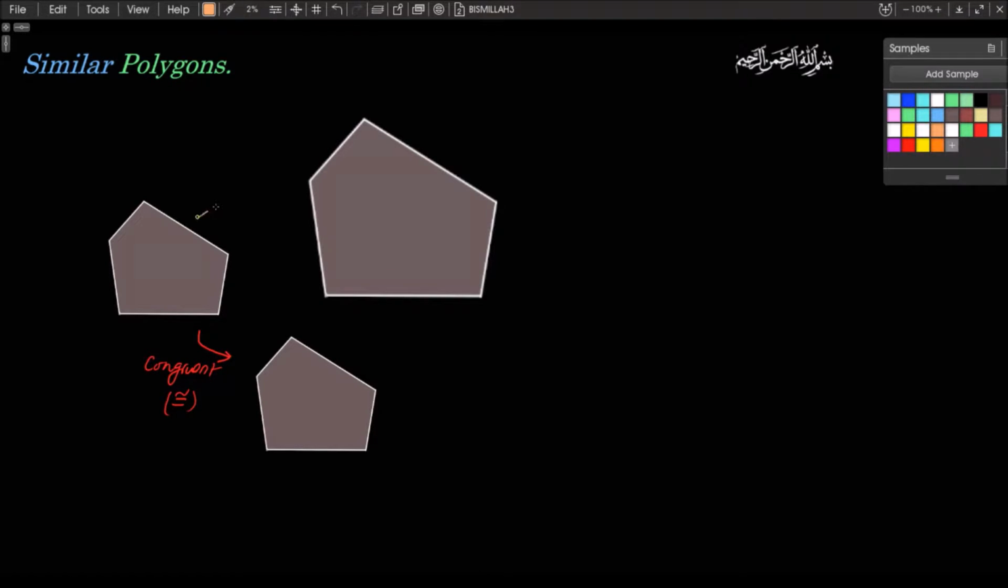Now these two over here, on the other hand, clearly they're not congruent, right? But they're not exactly unrelated either. In fact, they are similar. So these are similar polygons.